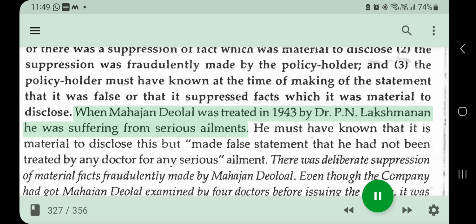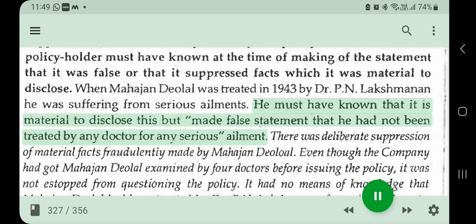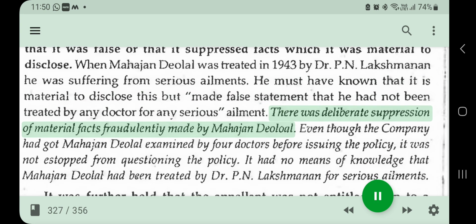When Mahajan Deol was treated in 1943 by Dr. P.N. Lakshmanan, he was suffering from serious ailments. He must have known that it is material to disclose this, but made a false statement that he had not been treated by any doctor for any serious ailment. There was deliberate suppression of material facts fraudulently made by Mahajan Deol.